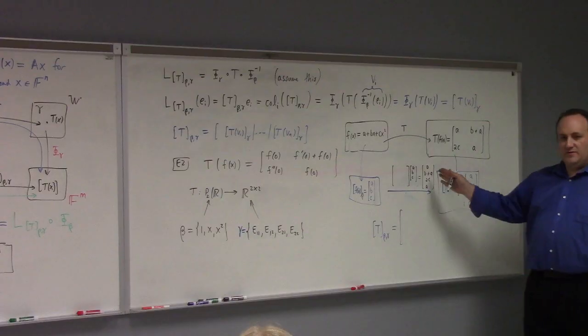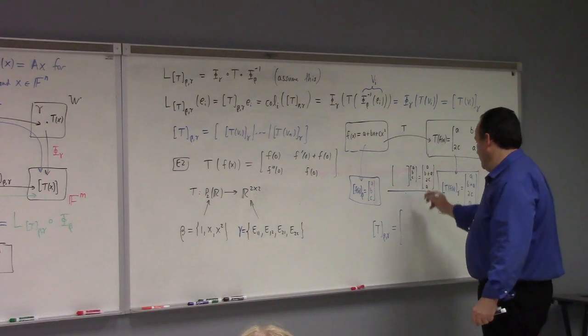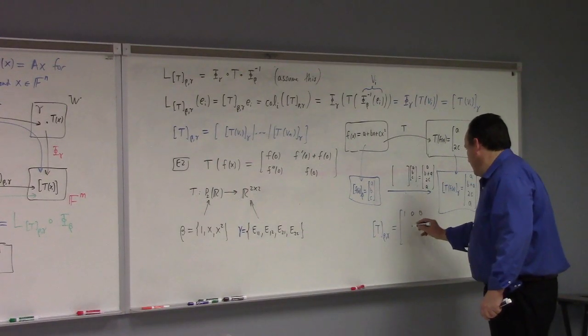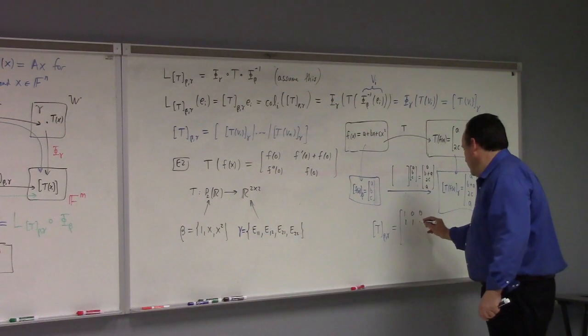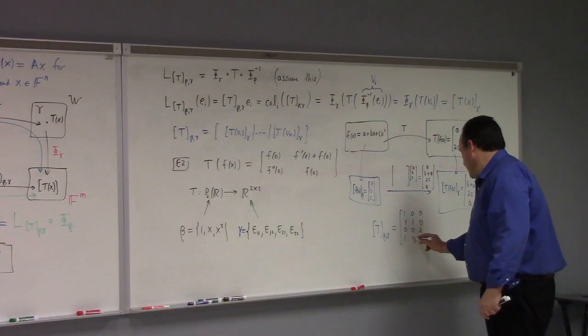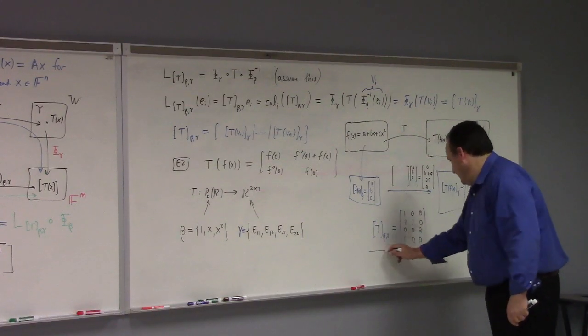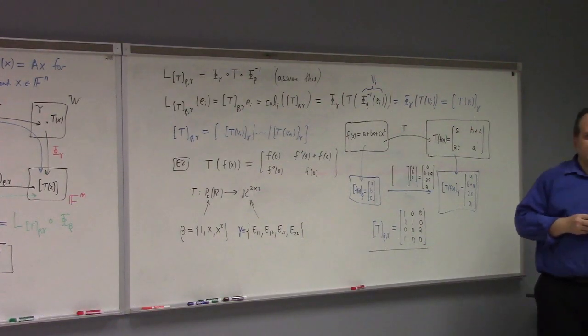So then you just fill in the matrix, right? It's 1, 0, 0, 1, 1, 0, 0, 0, 2, 1, 0, 0. There you go. We've found our first matrix of an abstract linear transformation. This is how you do it.